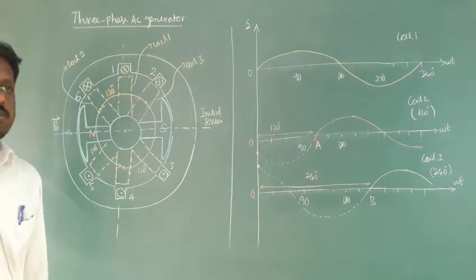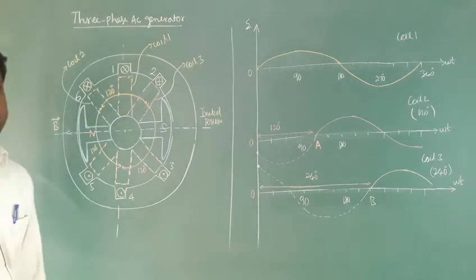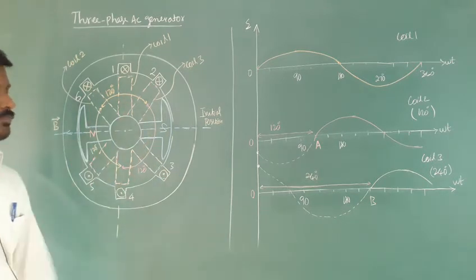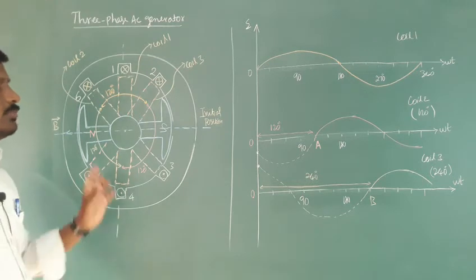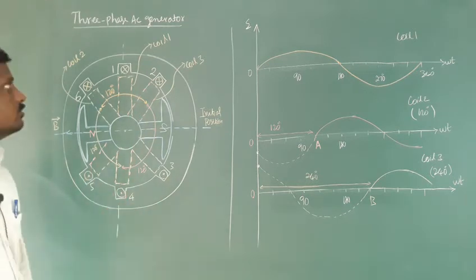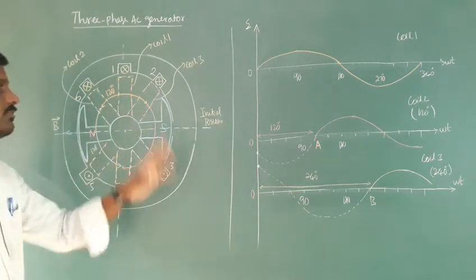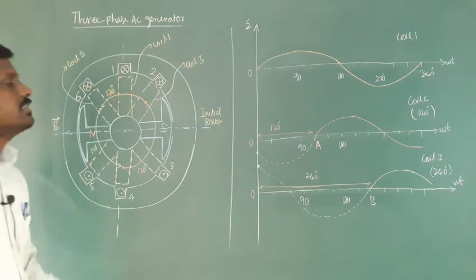Good morning students. In this class we are going to discuss the three-phase AC generator. When more than one armature coil is present in a stator, it produces more than one induced EMF, that is polyphase. Here there are three sets of coils, so it produces three different induced EMFs. That is a three-phase AC generator.